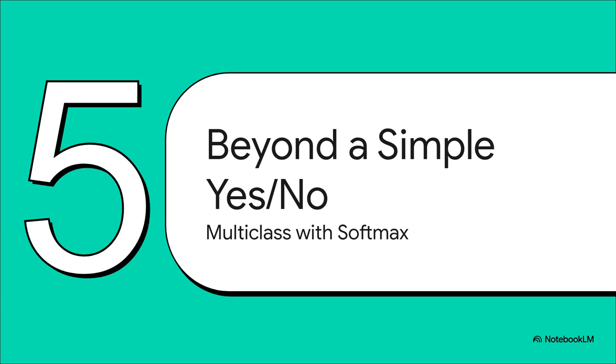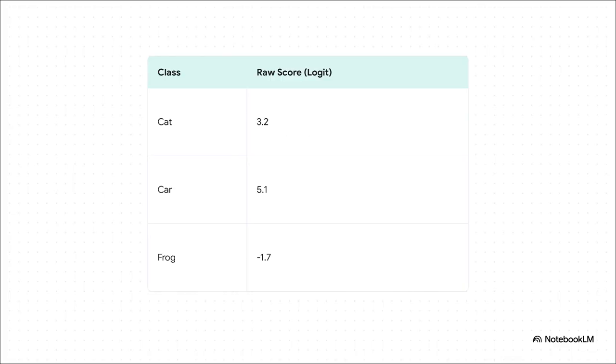We have totally mastered a yes or no problem, but what happens when there are more than just two possible answers? So imagine instead of deciding about a coat, we're trying to classify a picture. Is it a cat, a car, or a frog? The model might first spit out some raw scores. We call them logits, like these. I mean, car has the highest score, which is a hint, but these numbers by themselves don't really mean much. How do we turn them into something we can actually use?